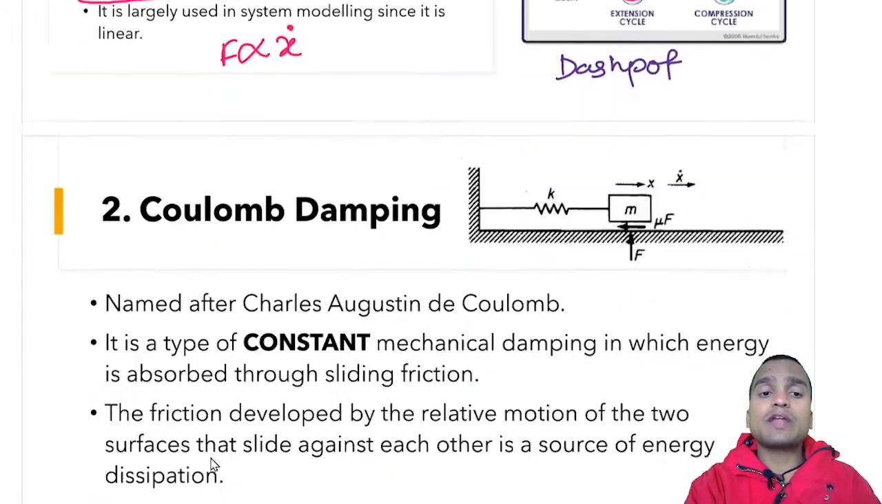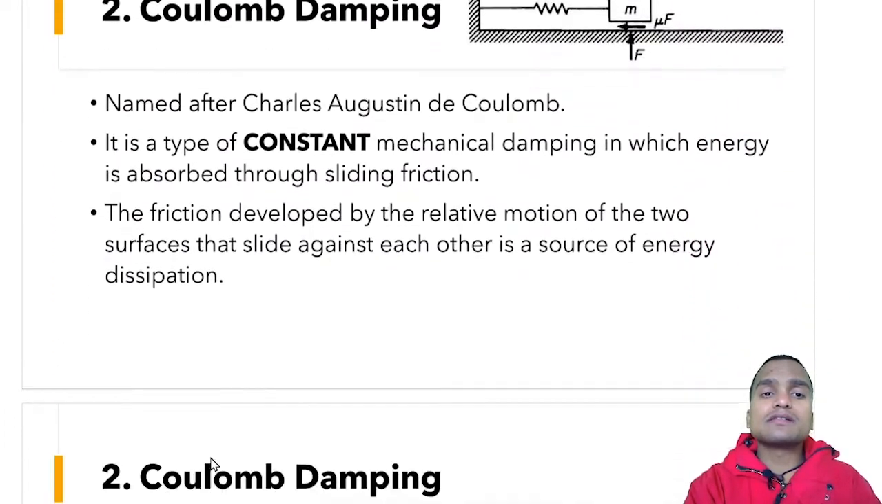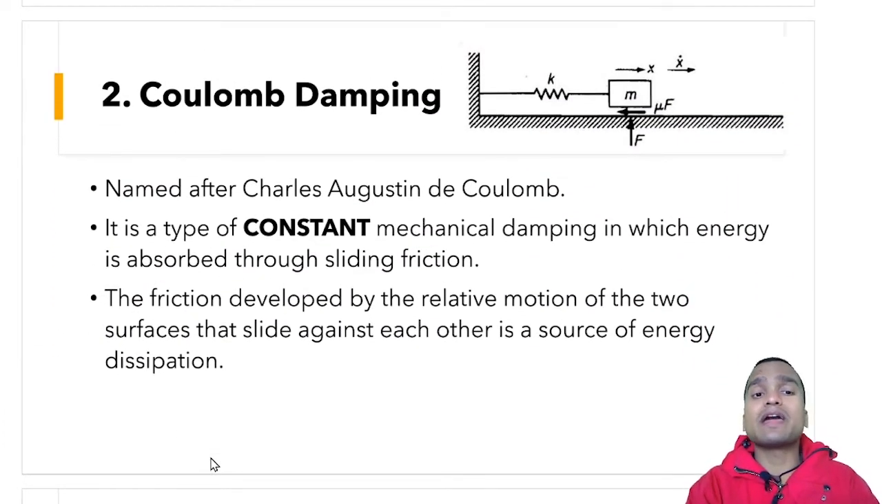The next type of damping is Coulomb damping. Okay, and this type of damping is named after the same person, same inventor, same scientist, Charles Augustin de Coulomb. Why have I written his name? Because he is a person who worked in the electrical field as well as the mechanical field. You can see earlier scientists were such versatile geniuses. They were real pure thinkers.